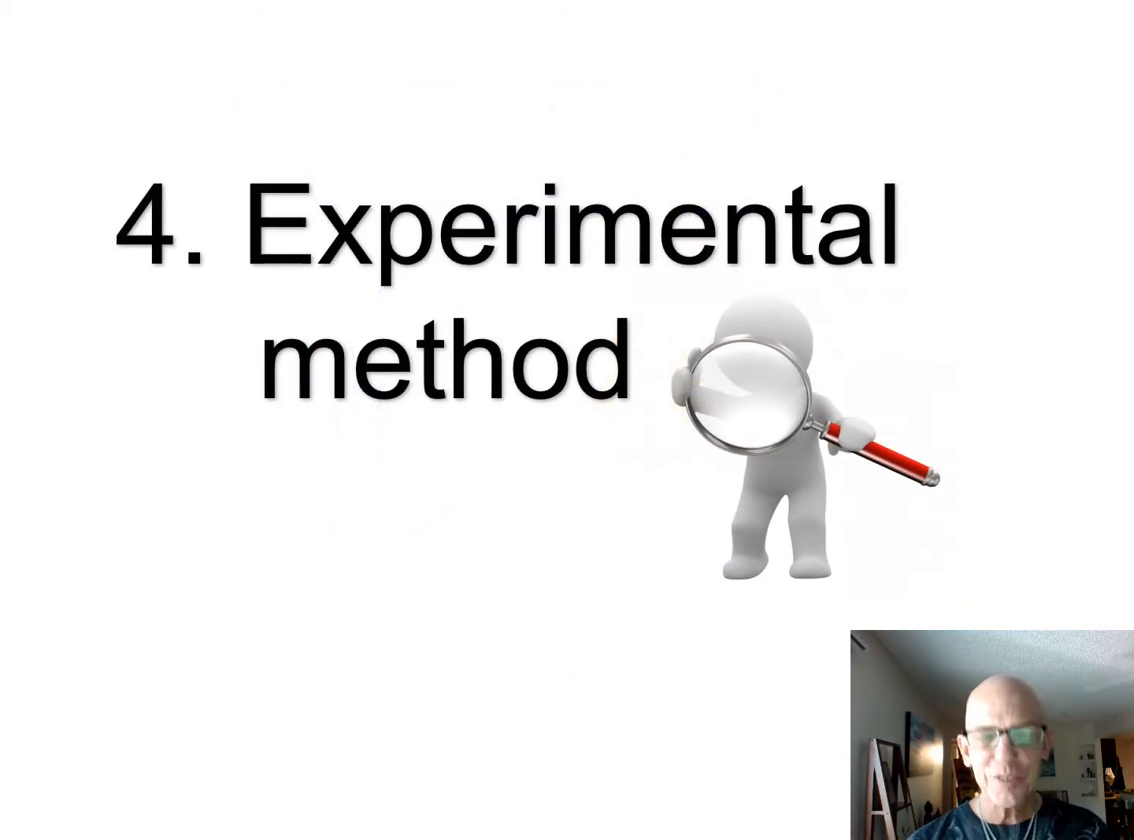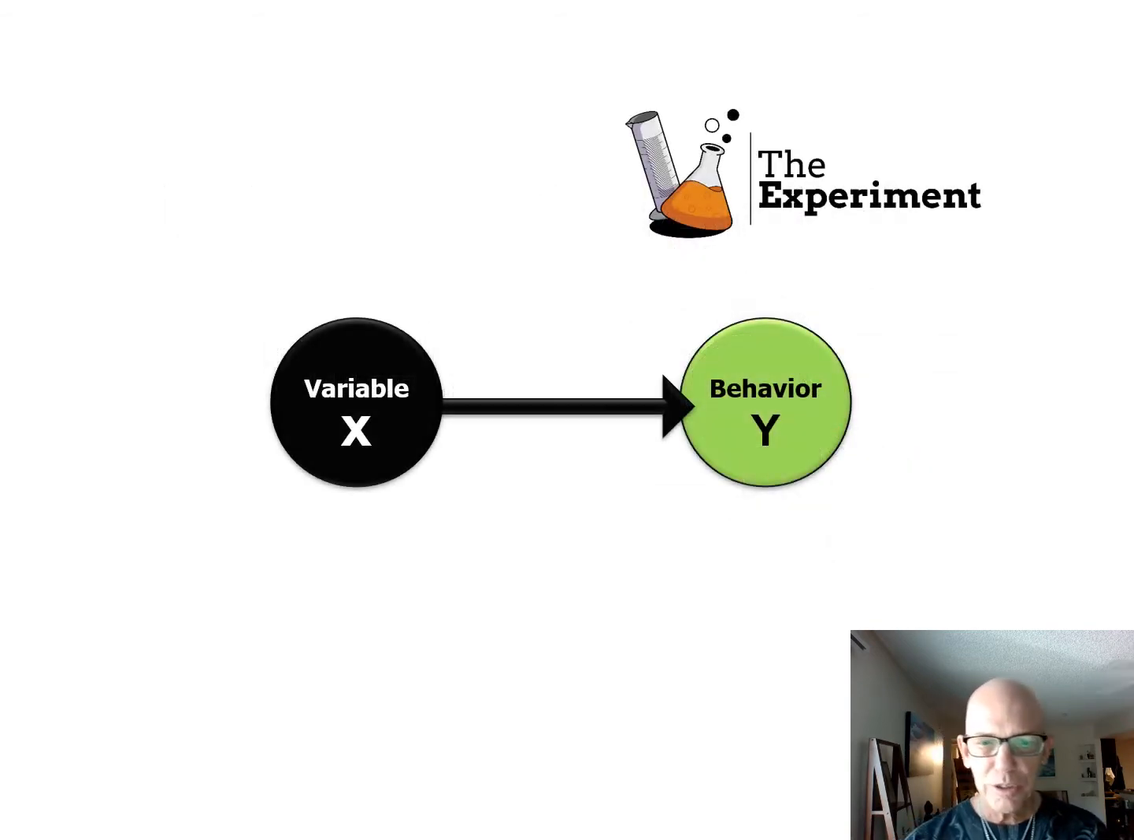Anyway, number 4 is experimental method. Experimental method is supposed to make up for all the inadequacies of the previous methods because we had this cause and effect thing going on that we couldn't determine in the correlation, ice cream and drowning. And so usually, again, we're coming back to X and Y. How does X influence Y?